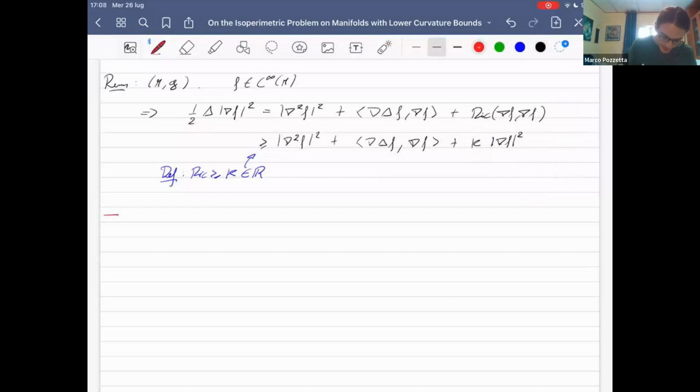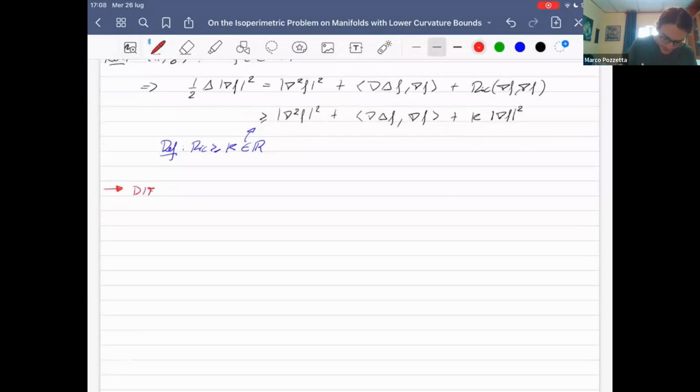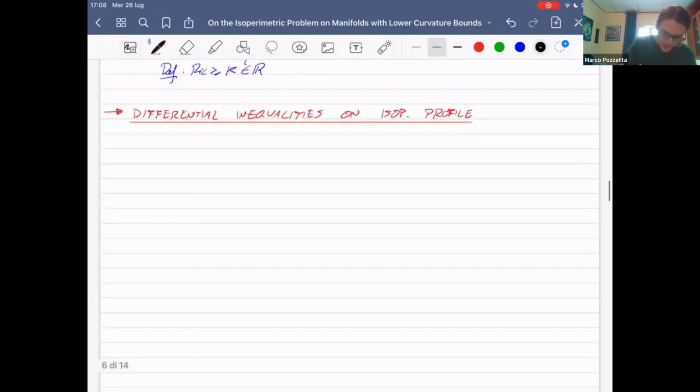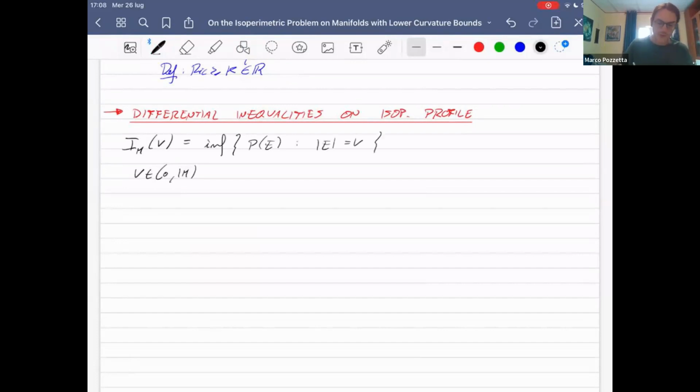So the title of today is differential inequalities on the isoperimetric profile. Remember we defined in the last lecture the isoperimetric profile. The isoperimetric profile of a manifold M at a volume V is a function of one variable, and for any V that is a positive number, an admissible volume, V between 0 and the total measure of M, this is the infimum of the problem: the infimum of the perimeter of E among sets having measure equal to V. That's the definition we gave last time.